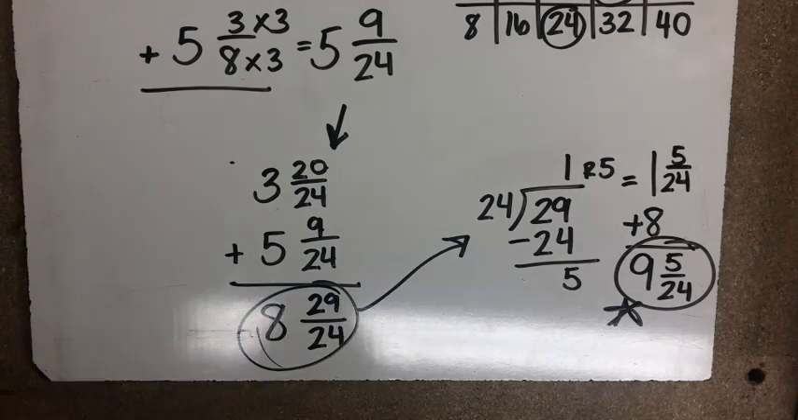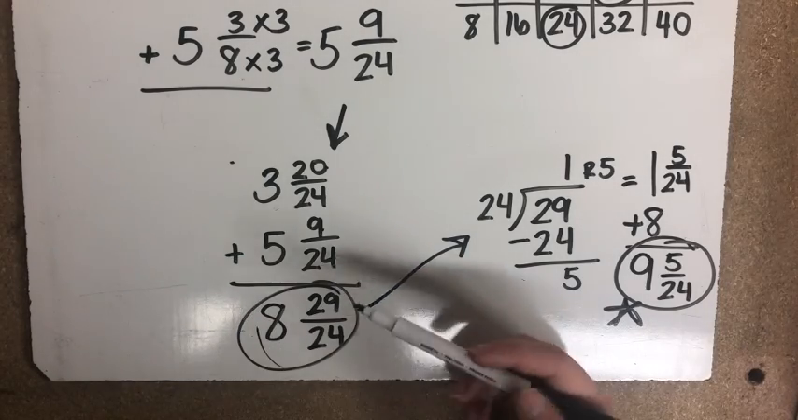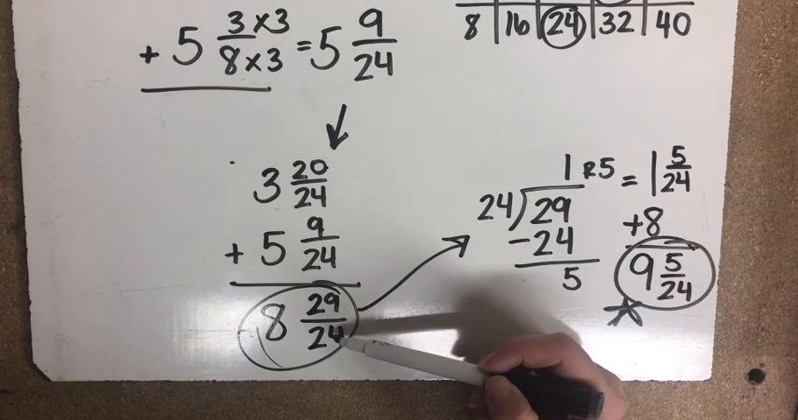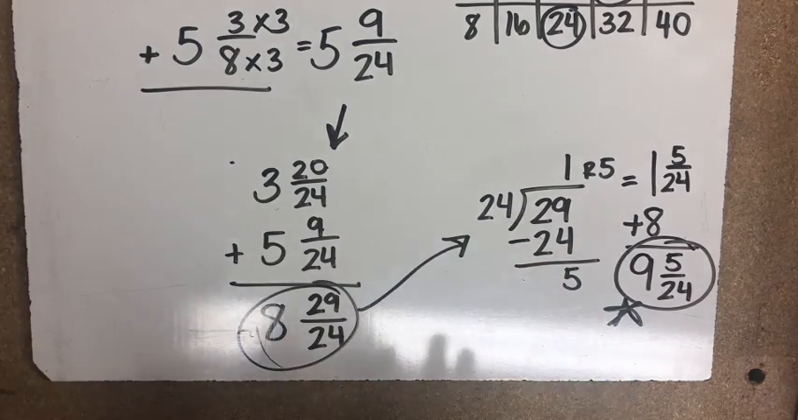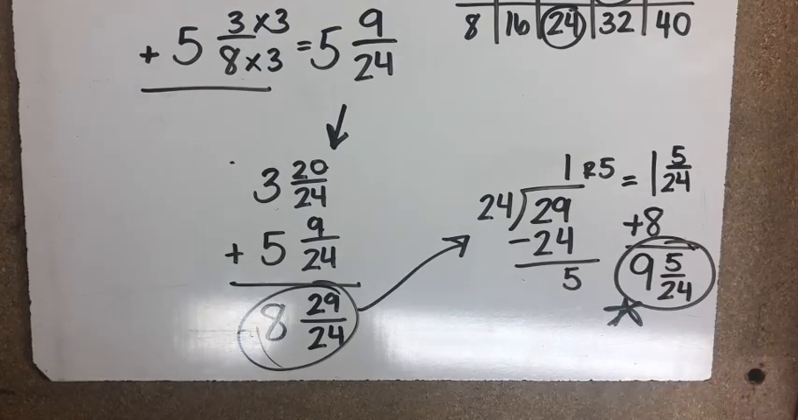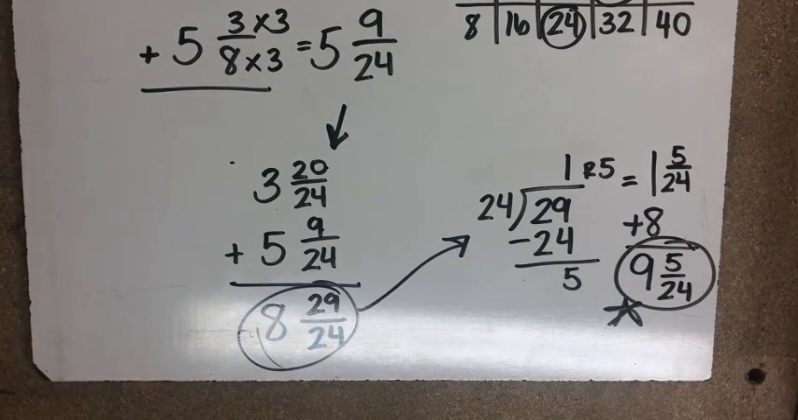Okay, so sometimes when you add mixed numbers, you will come across the problem where you get an improper fraction when you add your fractions. You just need to take a minute and know that you know how to solve this. You just need to convert it to a mixed number and then add your whole number right on top of that.